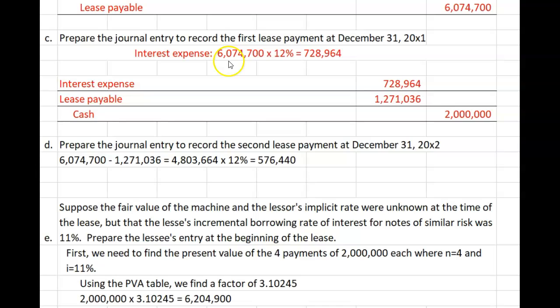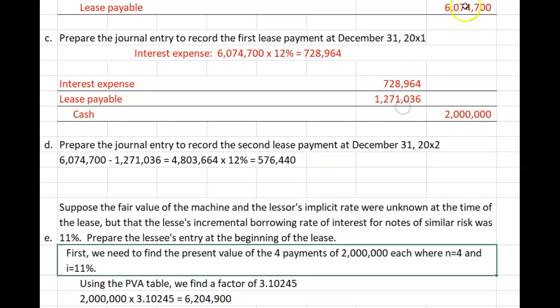The liability at the beginning of year 1 was $6,074,700 times 12% equals $728,964 of interest expense for year 1. Debit interest expense, credit cash for the full $2 million payment, and the difference between the two is a debit to lease payable. So you've just paid off almost $1.3 million of this lease liability.